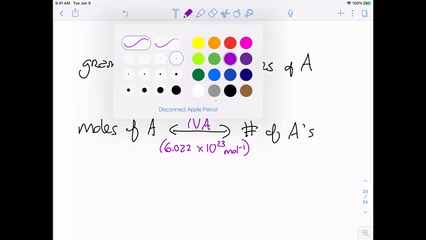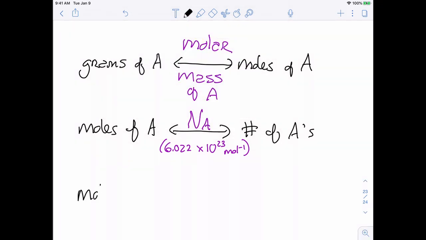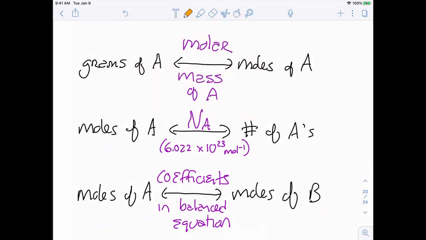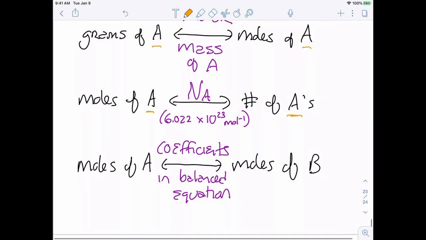We then added in this chapter that if we wanted to go between the number of moles of one substance, so A, and the number of moles of another substance, B, I'm going to use the coefficients in my balanced equation. So, right, grams to moles, molar mass, but between the same substance again. Moles to the number of whatever that happens to be, Avogadro's number, but again, it's the same substance.